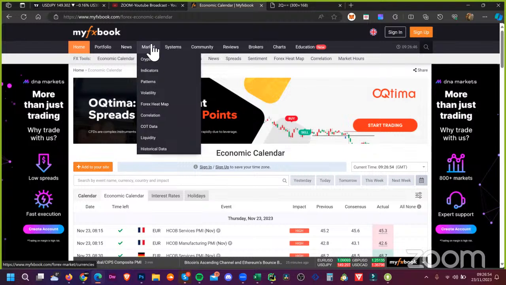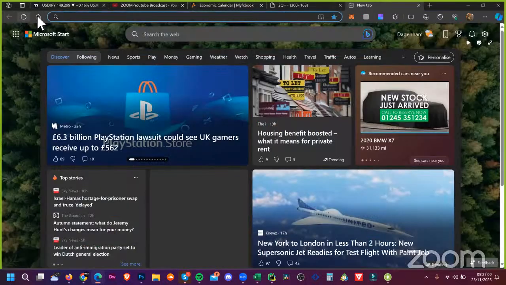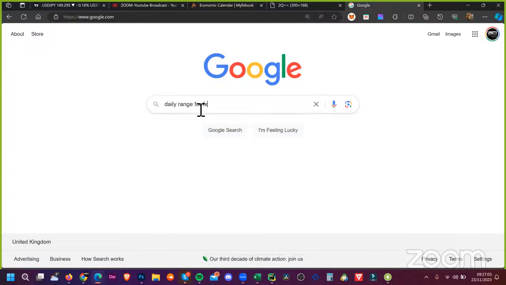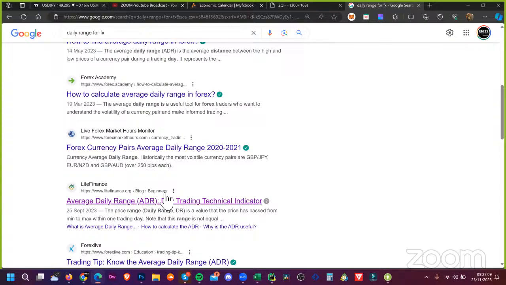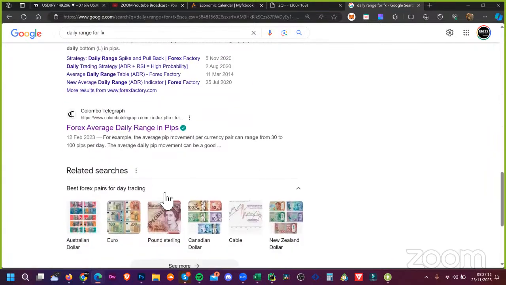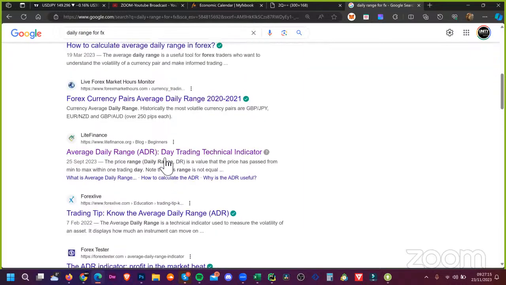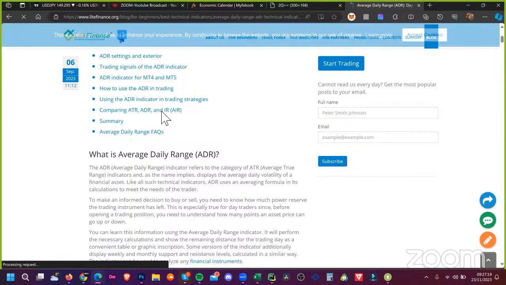All right. Which one do we normally use for our daily range? I always lose this website. Yeah, I need to bookmark it. I'm gonna do it right now. All right. I don't know, daily range for FX. None of these look familiar to me. I'm sure my FX book's got one, to be perfectly honest. I don't want a calculator.